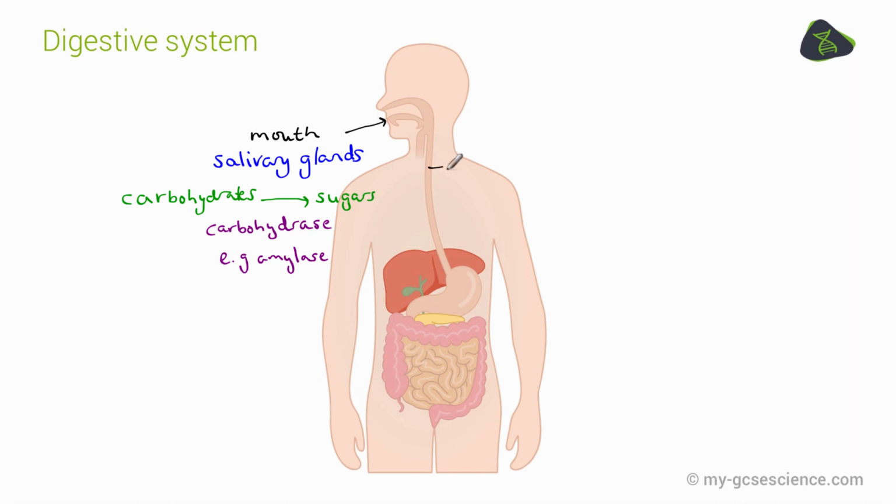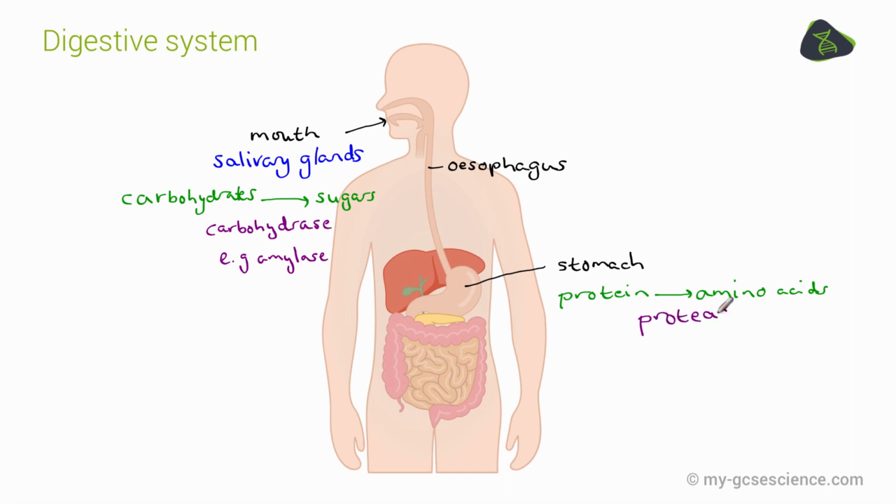From here, food then moves down the oesophagus or food pipe and down into this organ here, which is the stomach. Here a different food group gets worked on, and that food group is the protein group. And proteins get broken down into amino acids. And the class of enzymes that break down proteins are called protease enzymes. And the particular protease enzyme that works in the stomach is called pepsin.